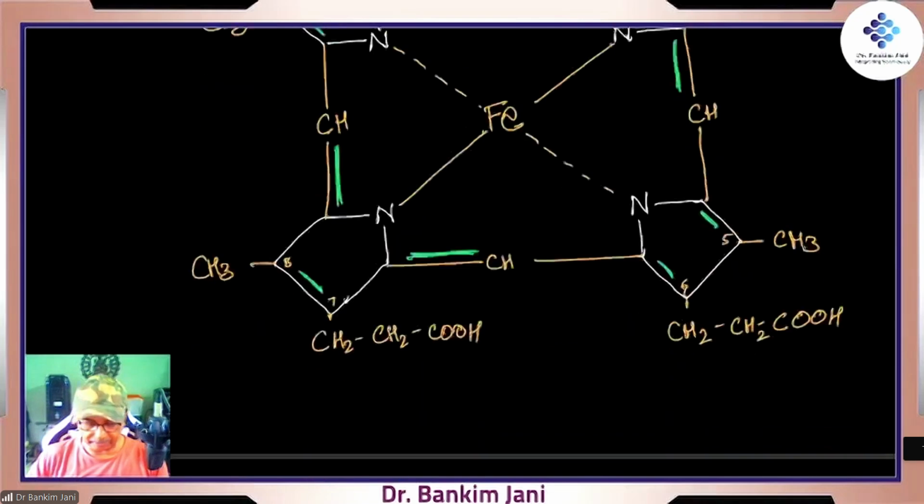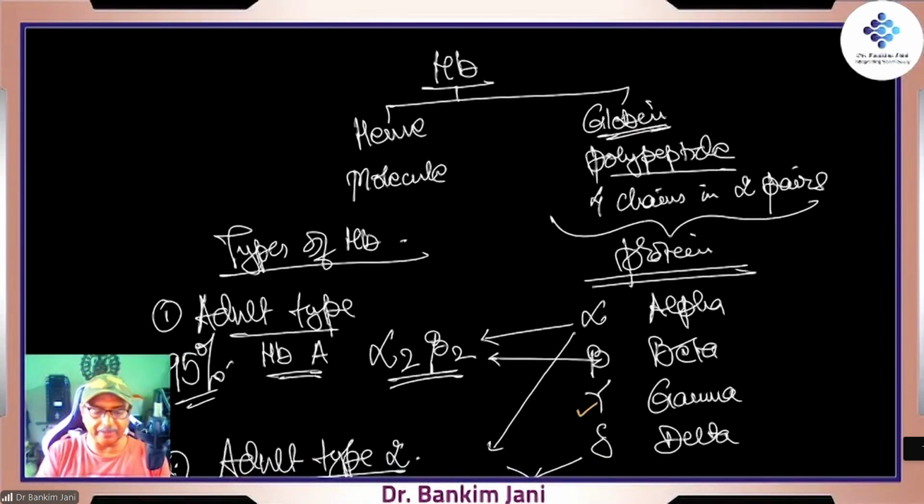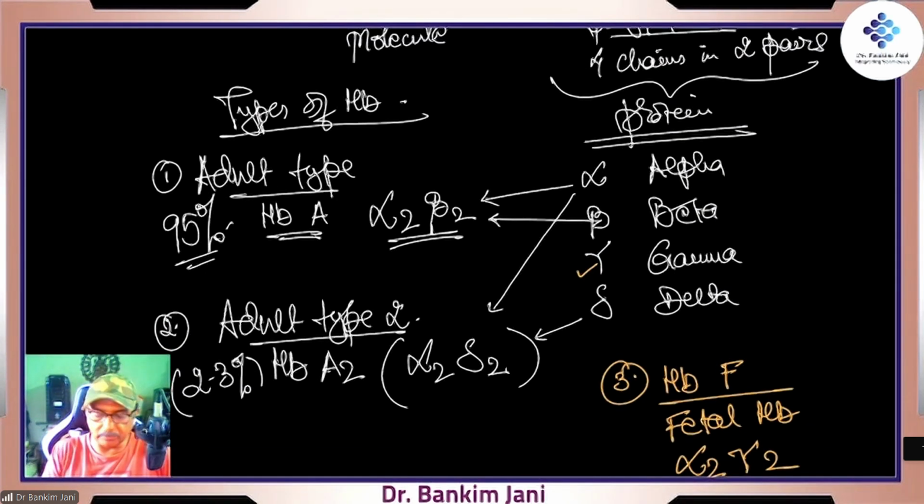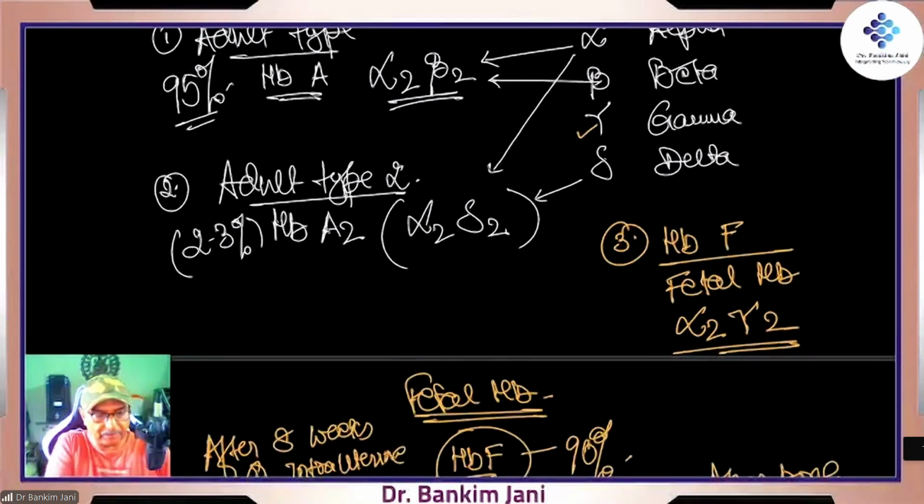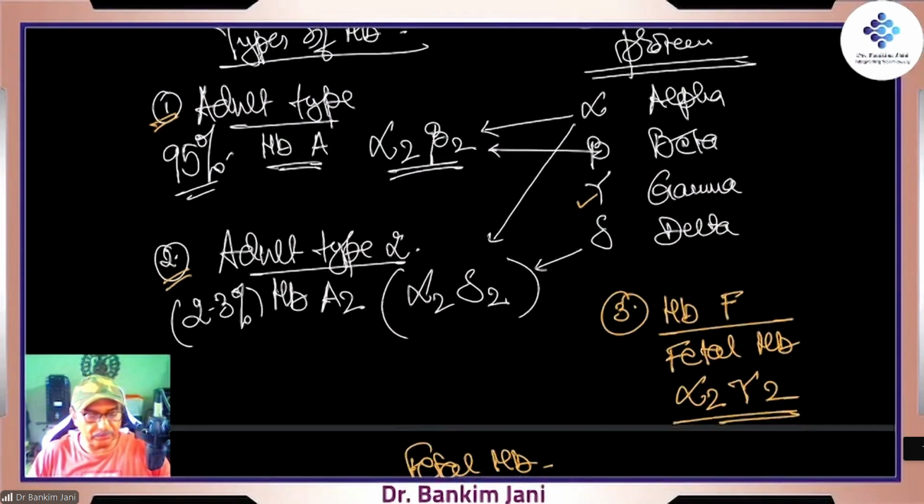That's how we drew hemoglobin, divided into heme and globin. Heme is the molecule, globin is the polypeptide, in which there are 4 chains in 2 pairs. These are all basically proteins. In types of hemoglobin, we talked about 3 types: hemoglobin A, the adult type, hemoglobin A2, and hemoglobin F, the fetal hemoglobin. All this depends upon the chains alpha, beta, gamma, and delta.